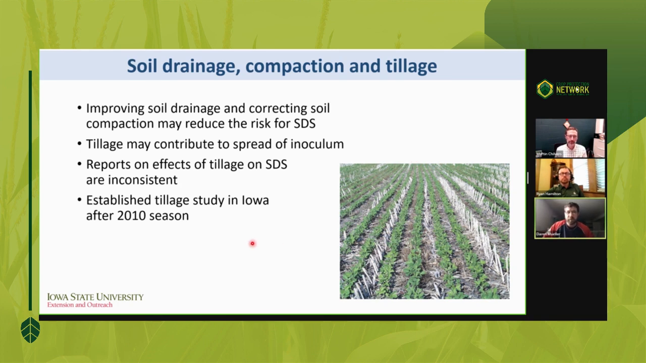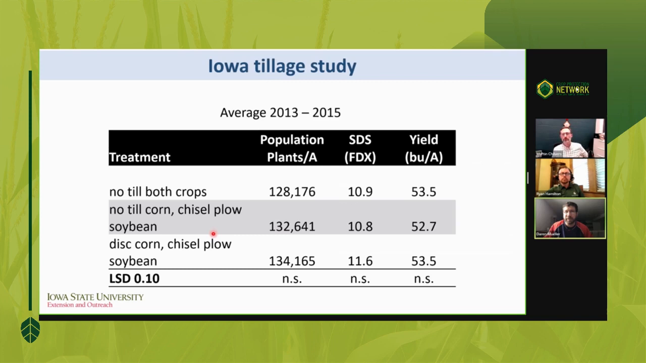And so we did start a study in 2010 in a field that had a lot of SDS, and we went for about 10 years with the same tillage regime. And essentially what we found, I don't know if it's on the next slide or not, but there are no differences. And so we always tell people, if you're going to till for some kind of disease control, you can, or if you're going to till, do it for a reason that's not disease. We didn't really see any differences.